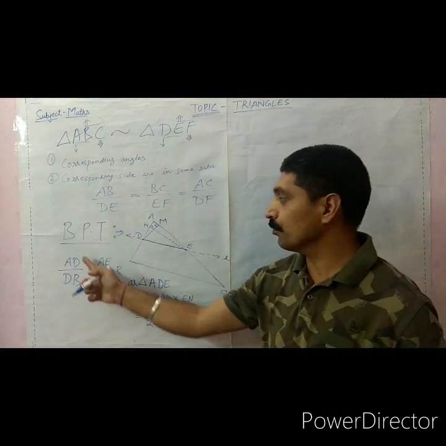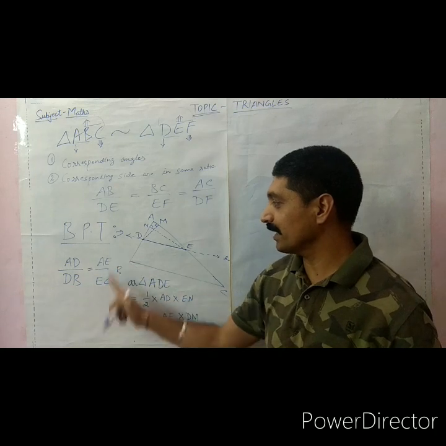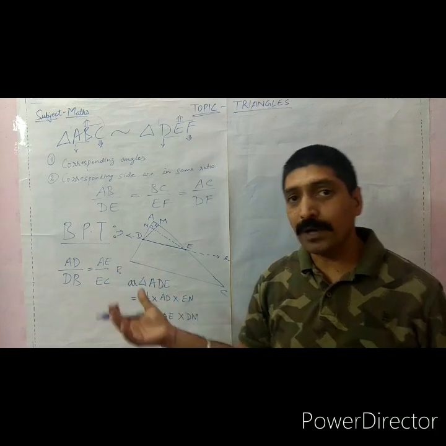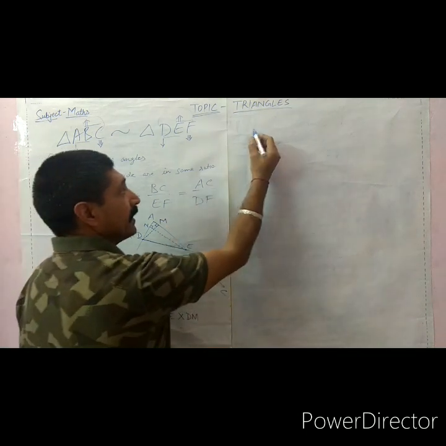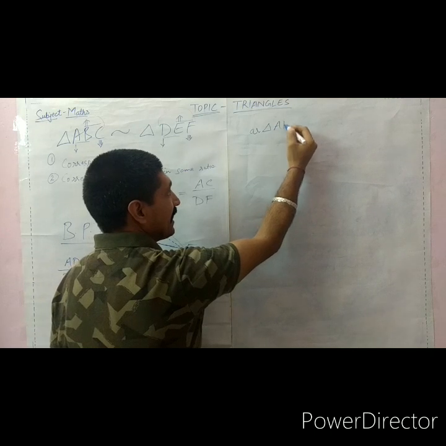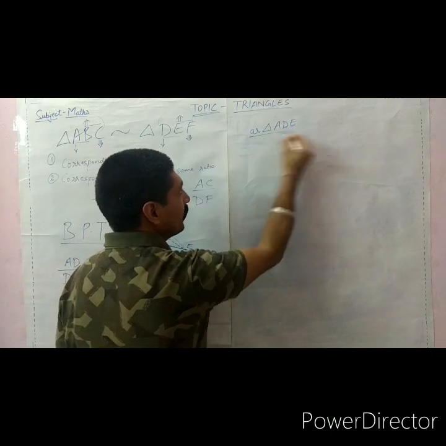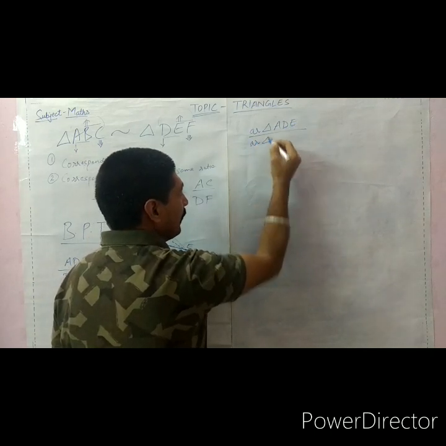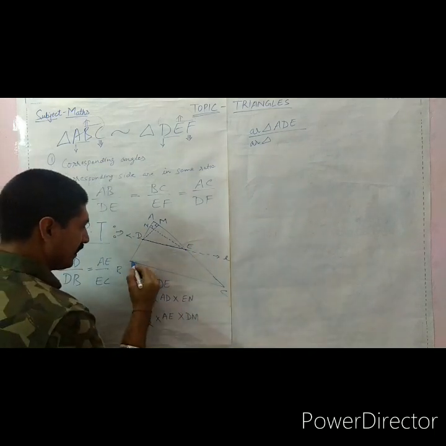Here we want to prove AD upon DB is equal to AE upon EC. How to come at the first equation? Here we have ratio of area of triangle ADE upon area of a triangle. Here join B with E.